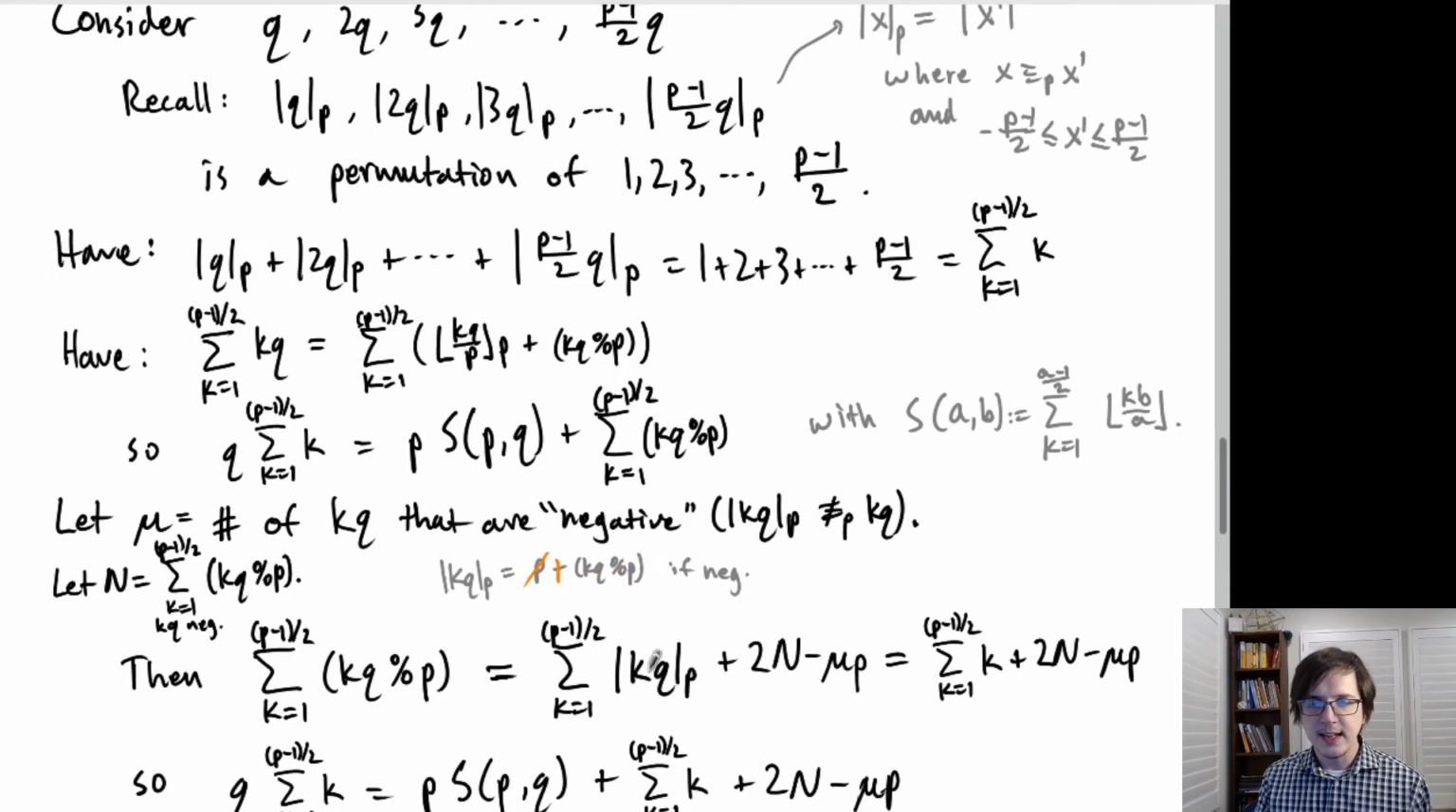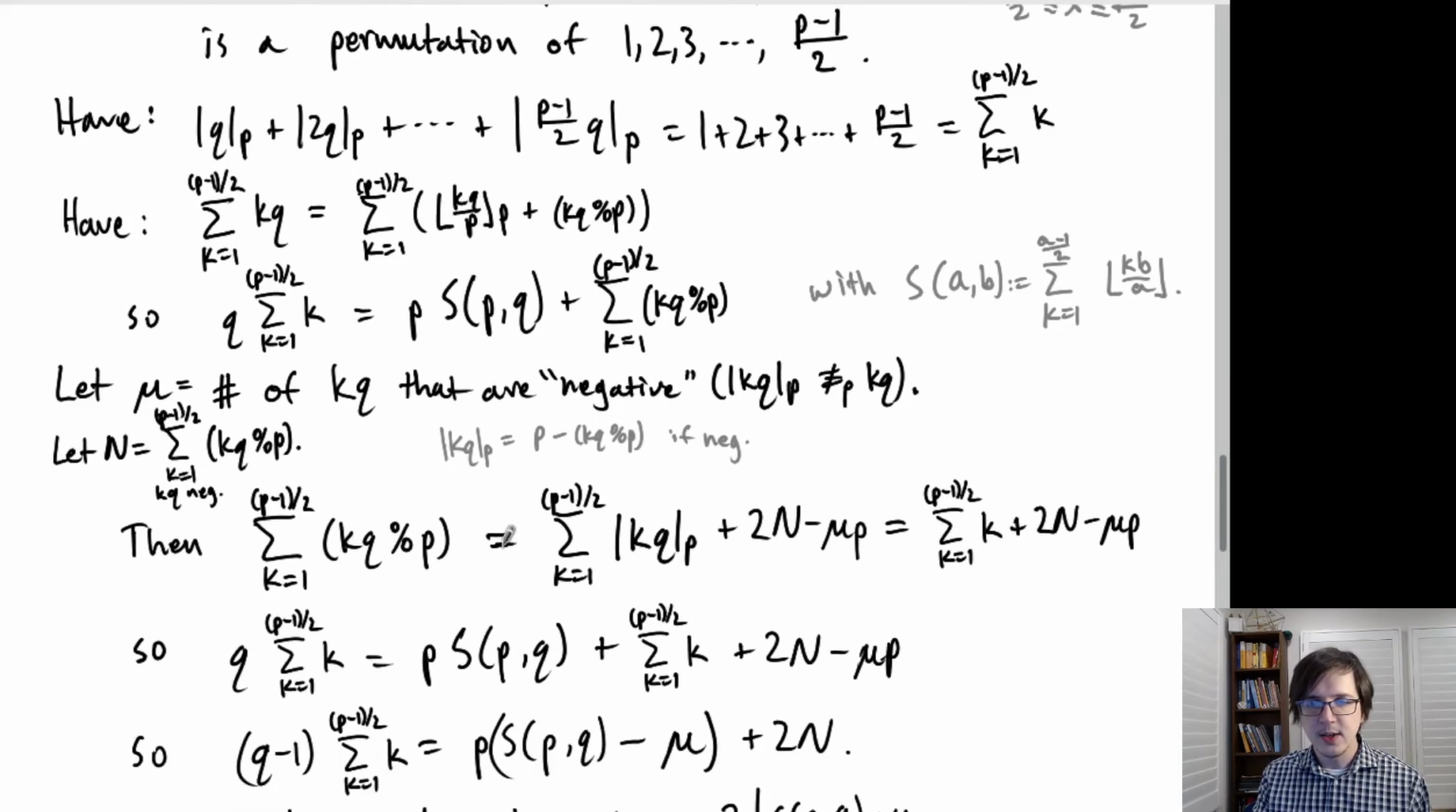So then for the negative ones, the absolute values are turned into this form, and for the positive ones, they are already in this form. So we get this equality. And then, using our observation that it's just a permutation, we can say that the sum over kq mod p is the sum over k, but then plus this correction factor, 2n minus mu p.